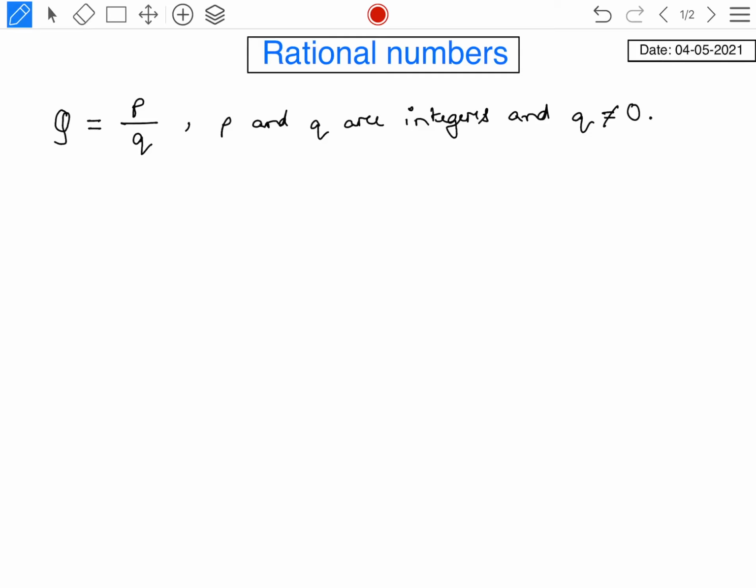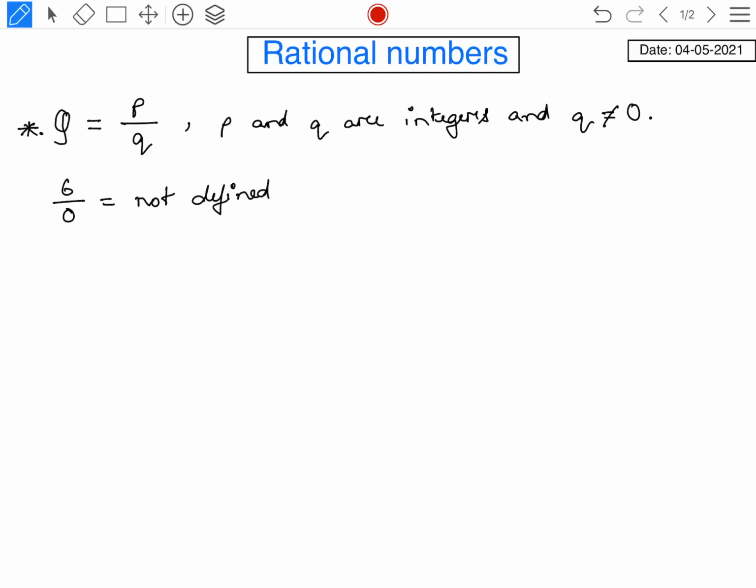Yes or no? For example, 6 divided by 0. Can we divide any number by 0? Is it possible? It is not possible. So it becomes not defined. So in case of a rational number, the denominator can never be equal to 0. Okay? So we have learned that rational numbers are those numbers which can be expressed in the form of P by Q where P and Q are integers and Q is not equal to 0.